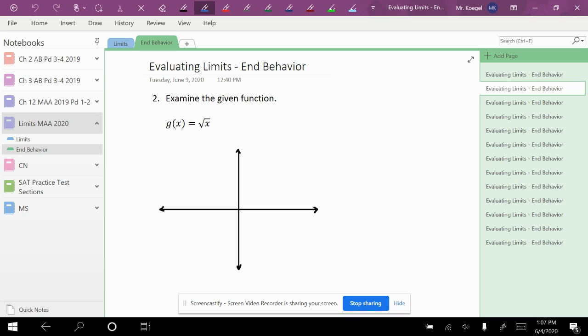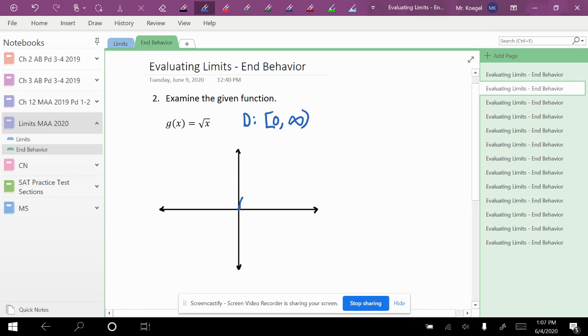For our next example, we're going to examine g of x equals the square root of x. Now its domain is x greater than or equal to 0. Remember, be careful about the inclusion versus exclusion of your endpoints. 0 is in the domain of the square root of x. All right, so our graph looks like this.